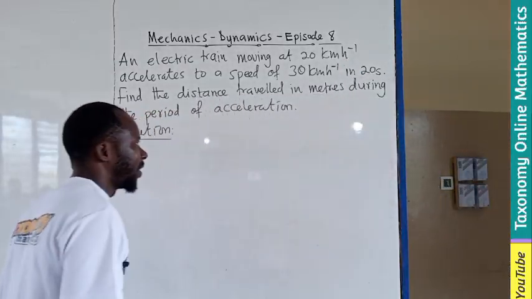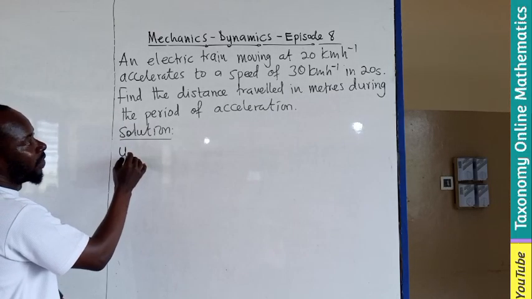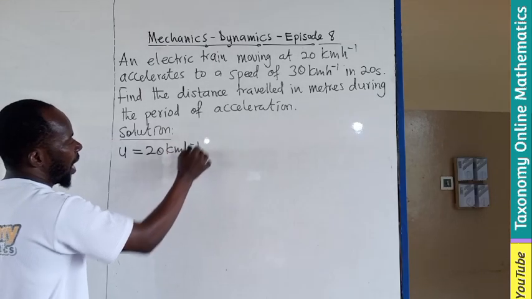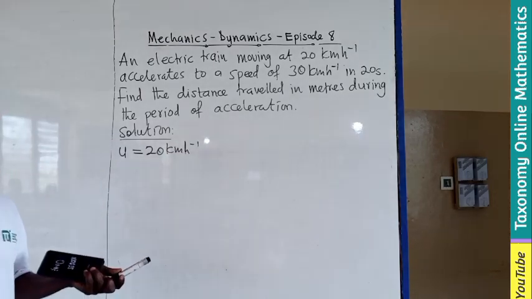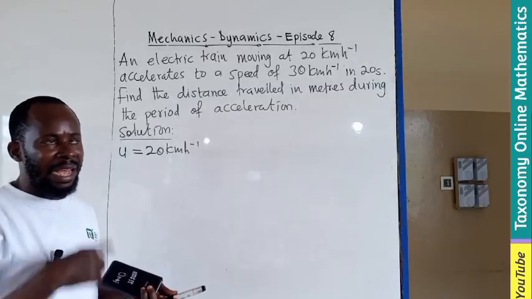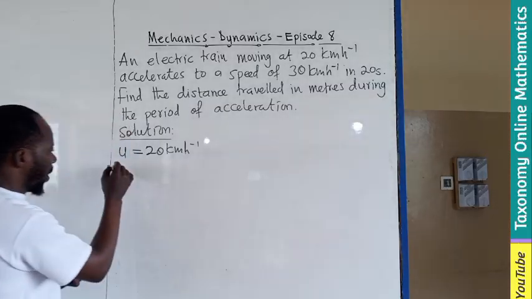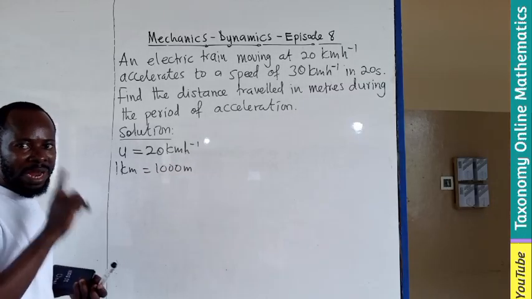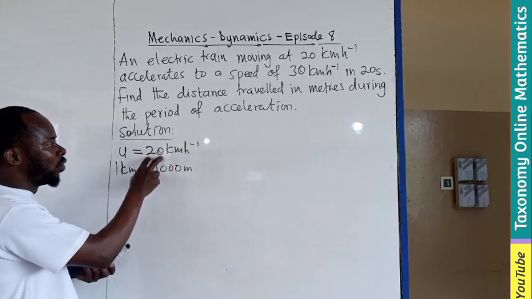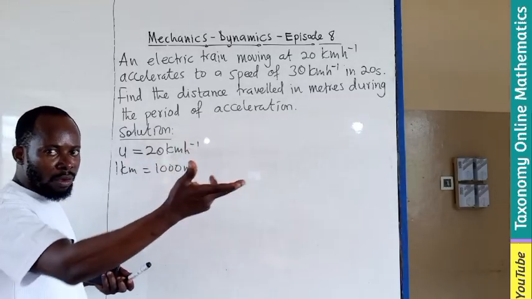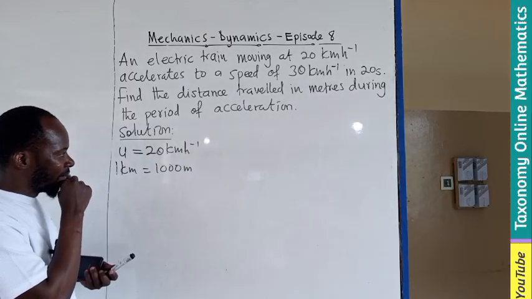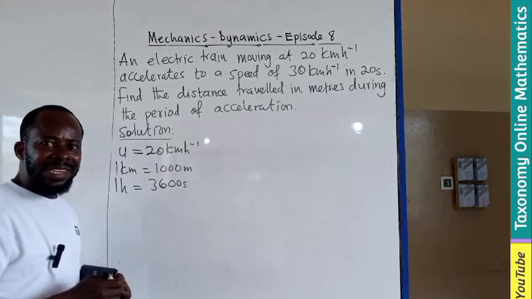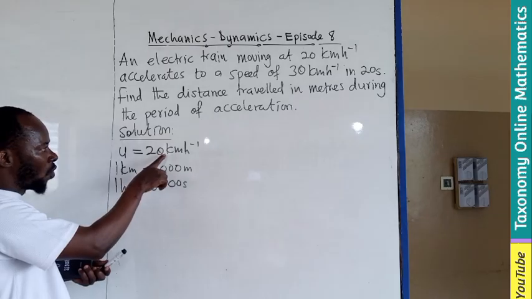So first thing first, I have my initial velocity, which is 20 kilometers per hour. I need to change this. What is the conversion between kilometers and hour? I know if I have 1 kilometer, it gives me 1,000 meters. Then 20 of them will be 20,000 meters. I also know 1 hour is equal to 3,600 seconds.